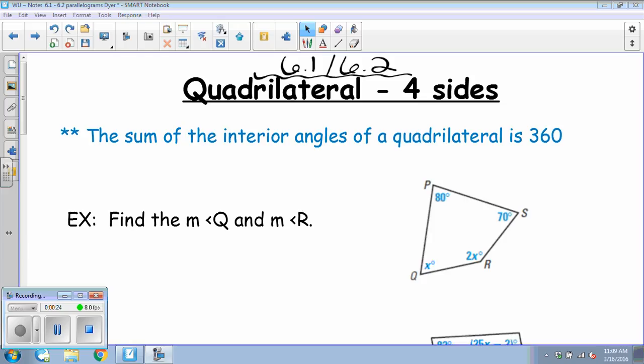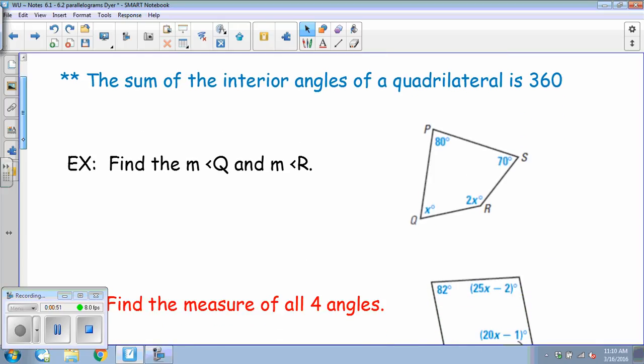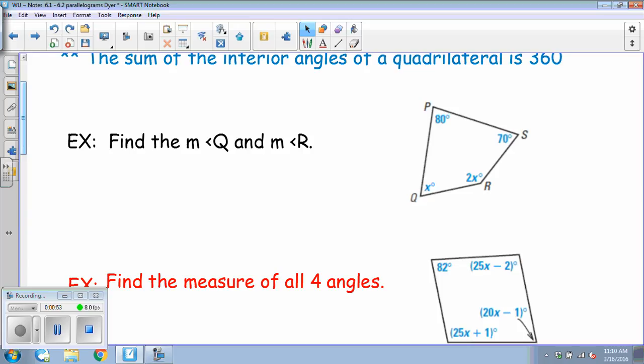Okay? And so in this first example, you have to find the measure of angle Q and the measure of angle R. Now, we're going to talk about parallelograms in a little bit. A parallelogram is a special quadrilateral, and parallelograms have special rules. If they don't tell you it's a parallelogram, then the only thing that you know is that all the angles add up to 360. That's it. So any ideas on how we do that?